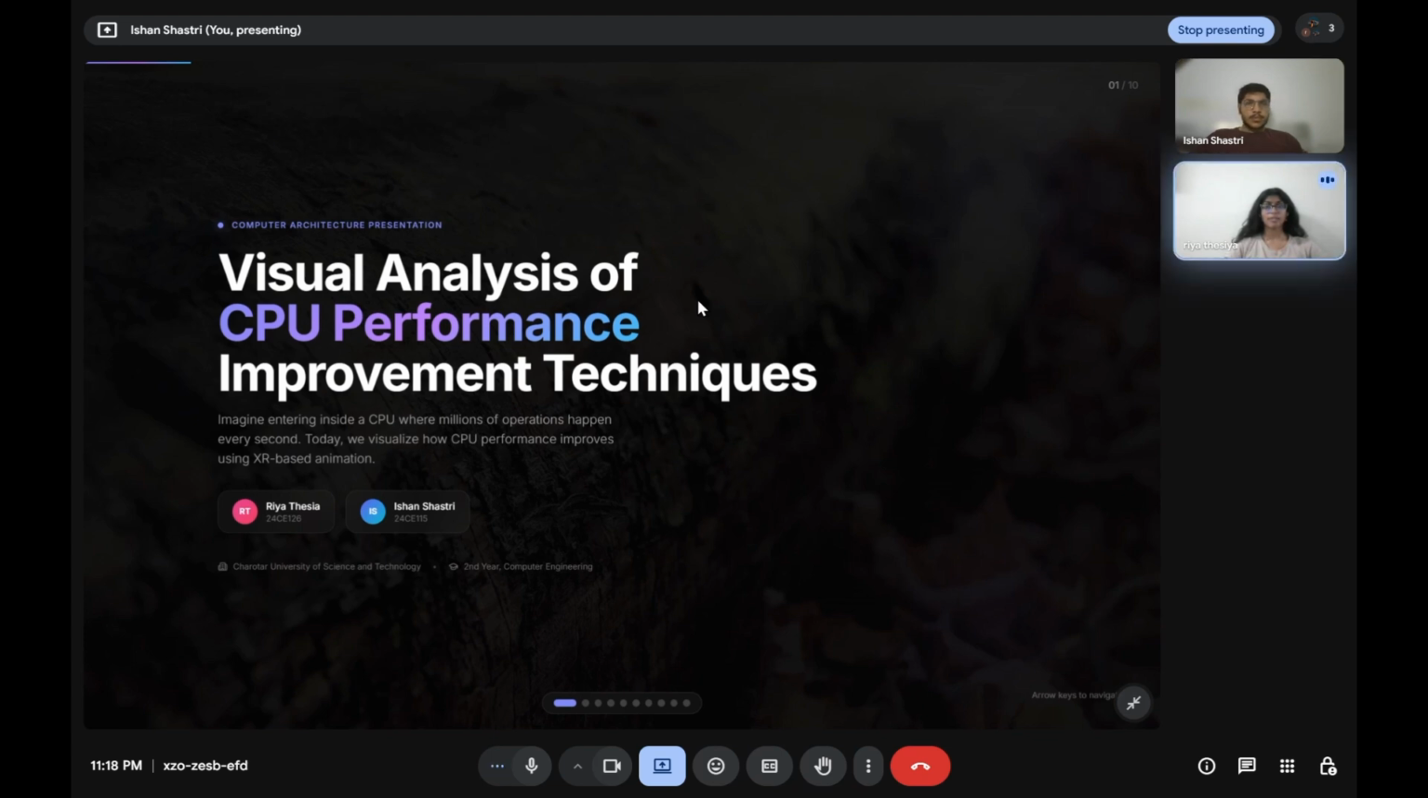Visual analysis of CPU performance improvement techniques. Let's step into the processor and explore how modern systems achieve high speed.